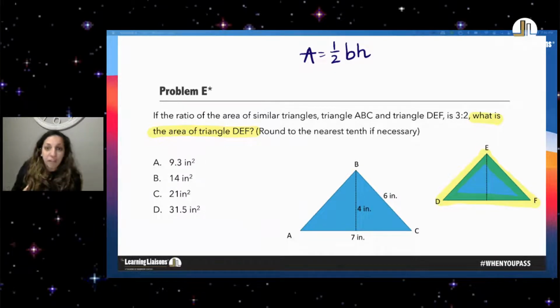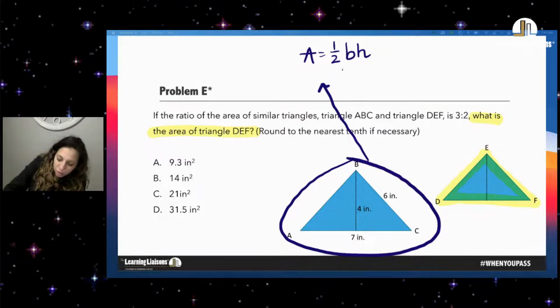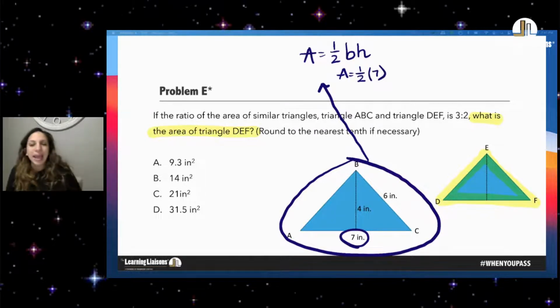Area equals 1/2 base times height. So let's take what we know about this triangle, plug it into our area formula, and figure this out. Area equals 1/2, my base is going to be 7. And is my height going to be 6 or 4? My height is going to be 4.